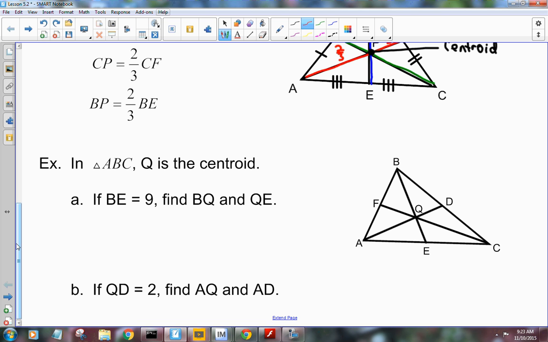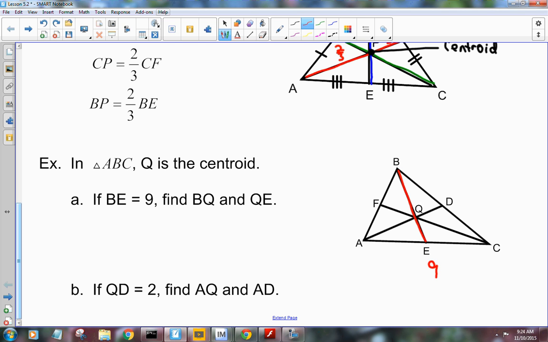Okay, it says in triangle ABC, Q is the centroid. Now we're going to look at this little segment right here. Q is my centroid. It says if BE is 9, we want to find BQ and QE. So we want to find this part and we want to find that part. Okay? BQ and QE. What would be the easiest thing to find first if the whole thing is 9?